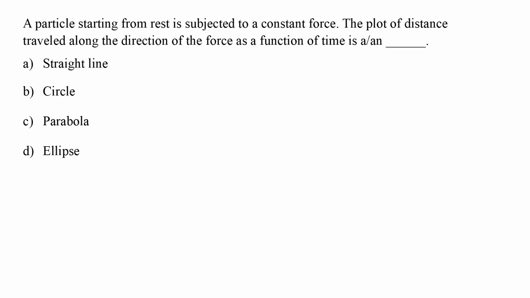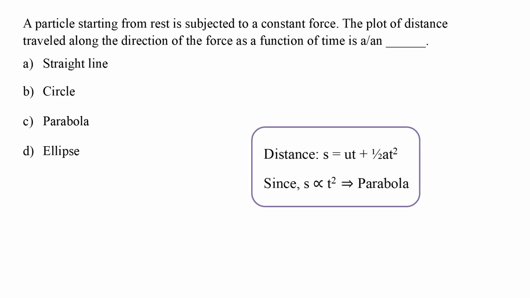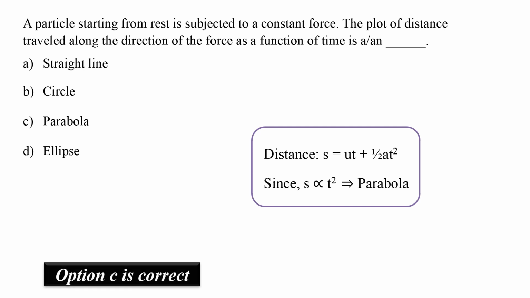Moving on, a particle starting from rest is subjected to a constant force. The plot of distance travelled along the direction of the force as a function of time is. Now we know that distance s is equal to ut plus half at square, where u is the initial velocity, a is the acceleration, and t is the time. So here s will be directly proportional to t square. That will be a parabola. So option C is correct here.